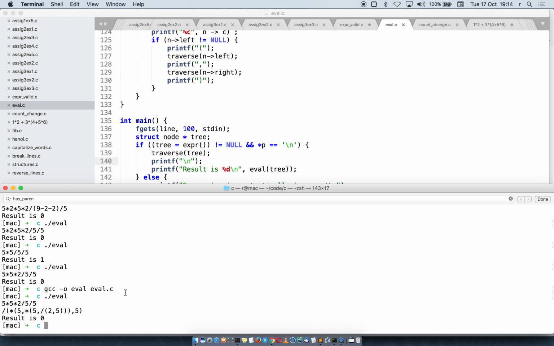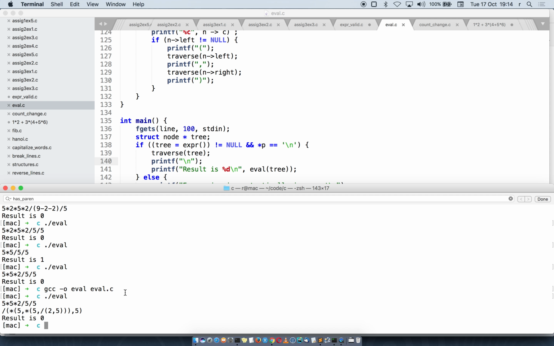So based on what you see here, the root is division. I'm just going to circle it. Then I have a star here, right? The star has a 5 here, right? There's another star here. There's another 5 here. There's another division here. There's a 2 and a 5 and finally a 5, right?